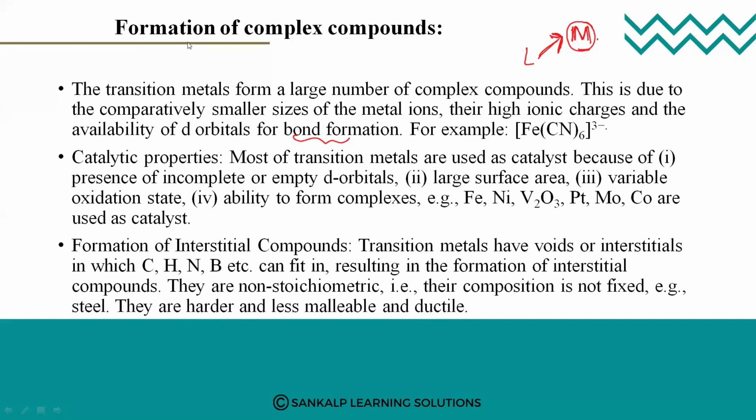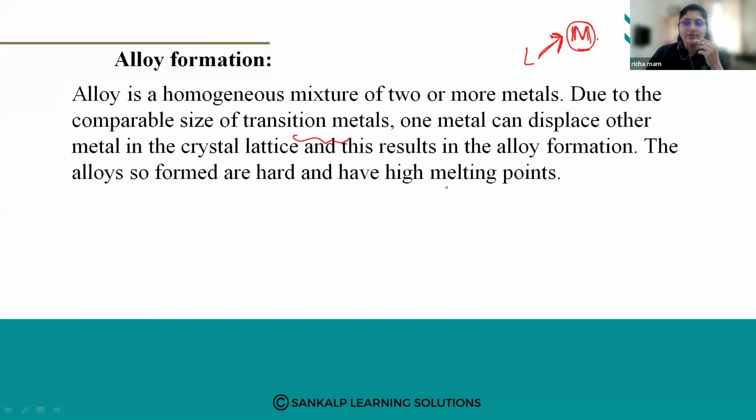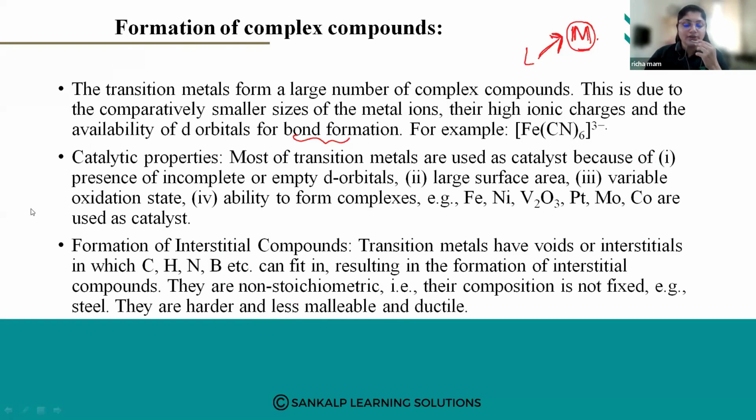Okay. Then the ability to form complexes. So, catalytic properties. Why are the transition metals used as catalysts? Because they have the ability to form complexes. So which are the metals which are used as a catalyst? So Fe, nickel, then vanadium oxide. So this is another complex. Then platinum, molybdenum and cobalt. So these are some of the metals which are used as catalysts. Most of the transition metals are used as catalysts.